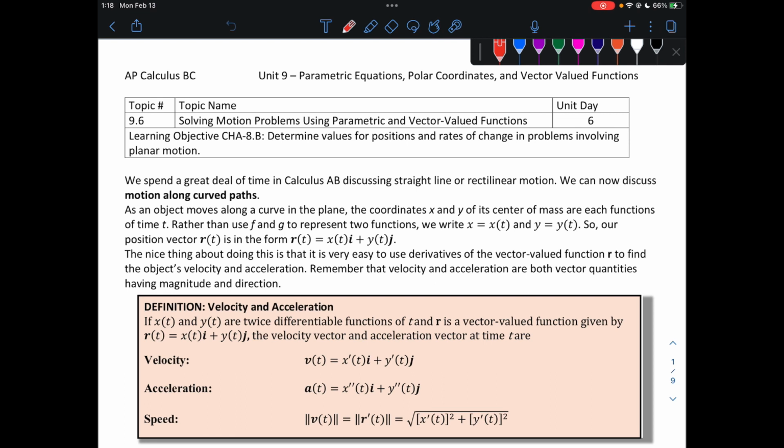In this video, we're going to talk about solving motion problems using parametric and vector valued functions. Okay, so we spent a lot of time in the first half of this, or if you took AB last year, or the first half of BC, talking about straight line motion, or rectilinear motion. But now, with this newfound knowledge we have with parametrics and vector valued functions, we can discuss motion along curved paths, which is good because many things in life don't follow straight lines.